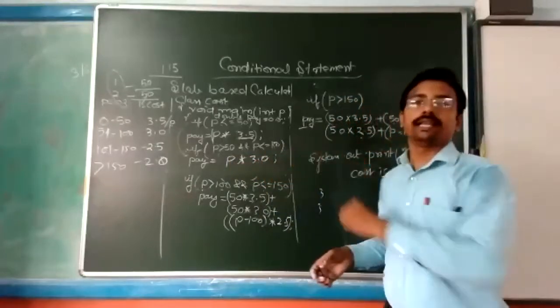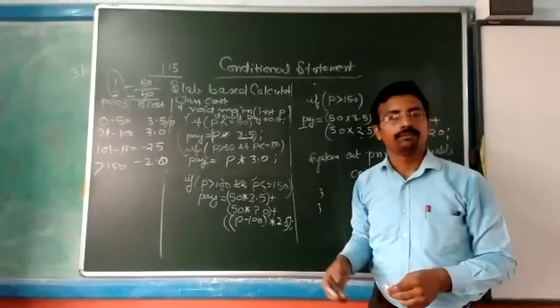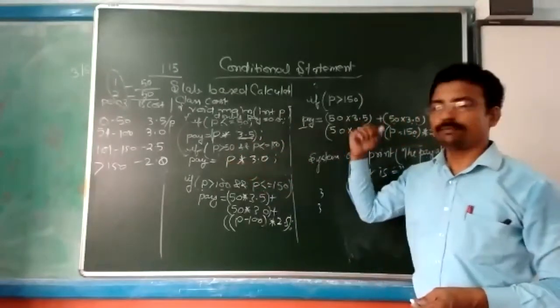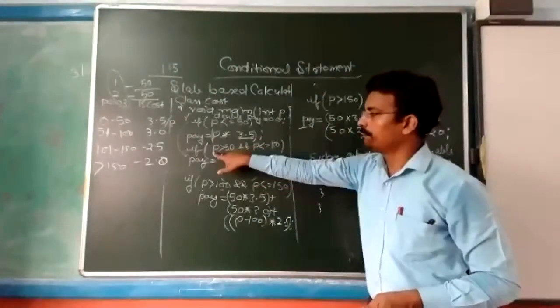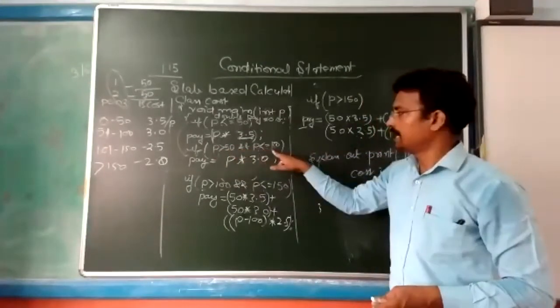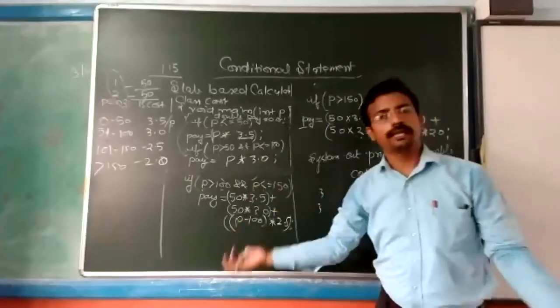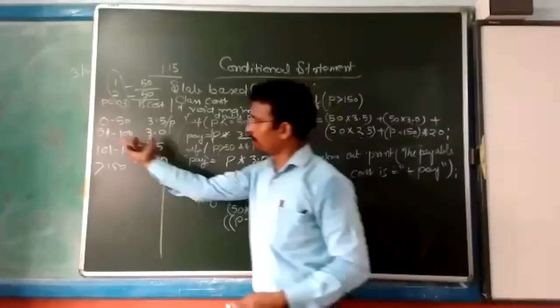Now this will appear easier to everyone. See how easily we have done. The condition we have written: P value is more than 50 and less than 100, so directly take P and multiply with 3. Direct calculation, because it belongs to this range.